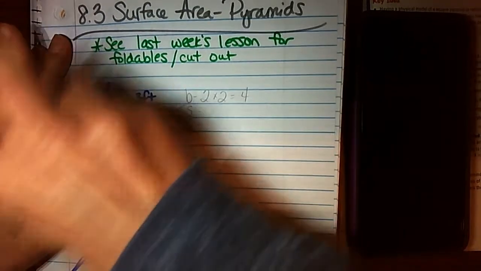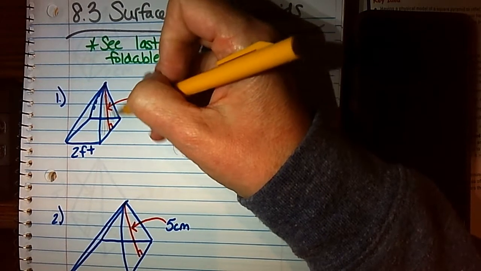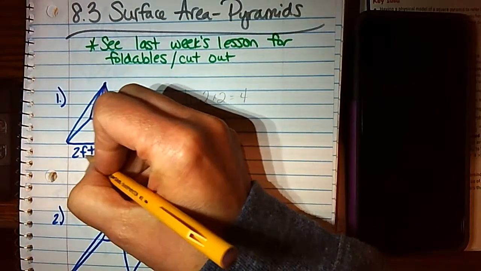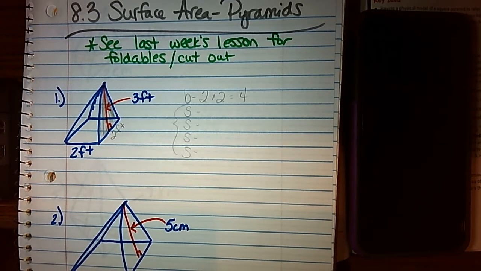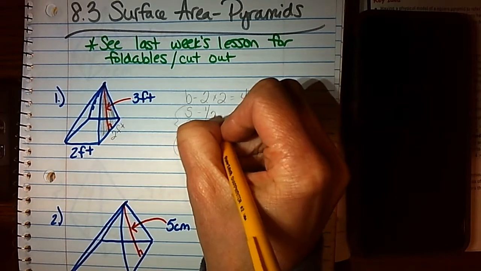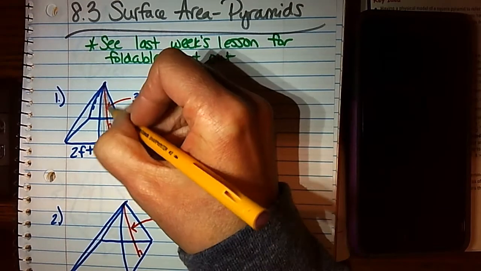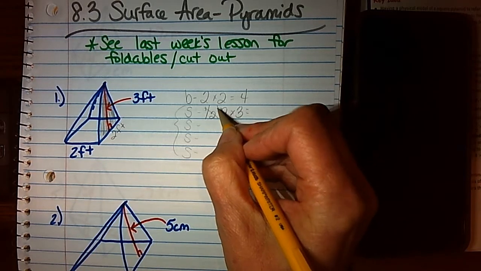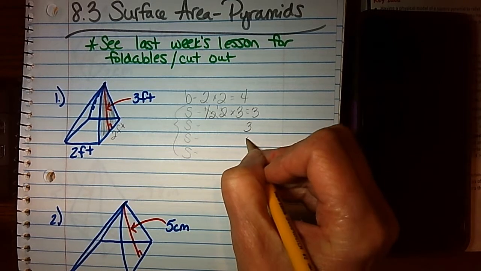Now I got to find the area of the sides. So I'm just going to color in this side. If that side is 2 feet, remember this side is also 2 feet. And for the area of a triangle, that is 1/2 base times height. So 1/2, my base is 2 feet, and my height is 3 feet. Well, 1/2 of 2 is 1. 1 times 3 is 3. And I know all of my sides are going to be the same.